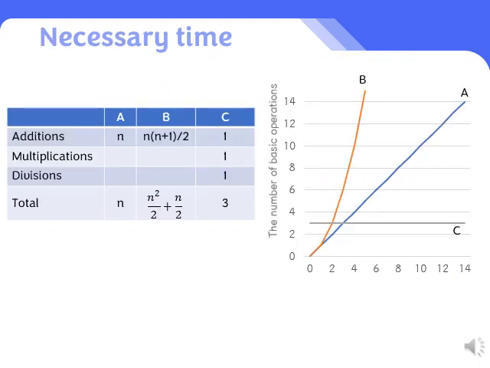The left table summarizes the number of basic operations that algorithms A, B, and C require. The right graph plots these time requirements as a function of n. You can see from this figure that as n grows, algorithm B requires the most time.